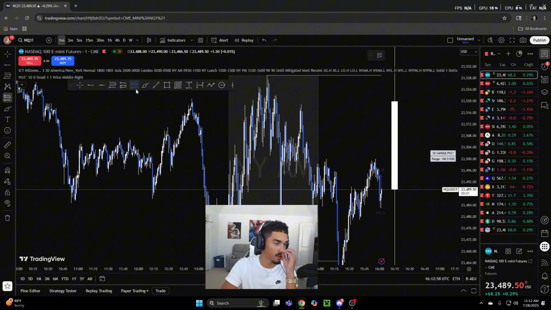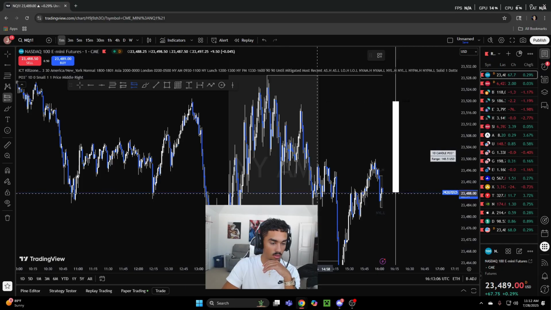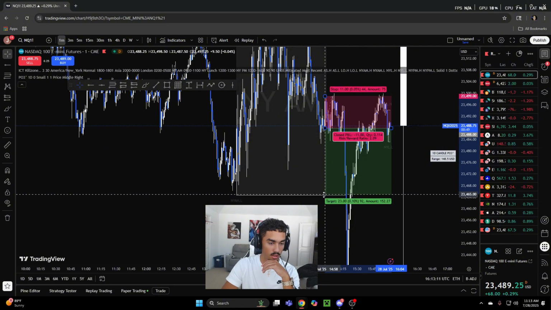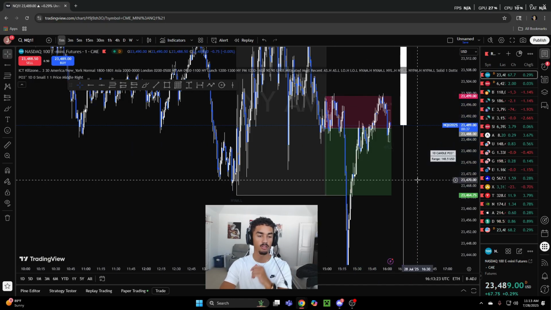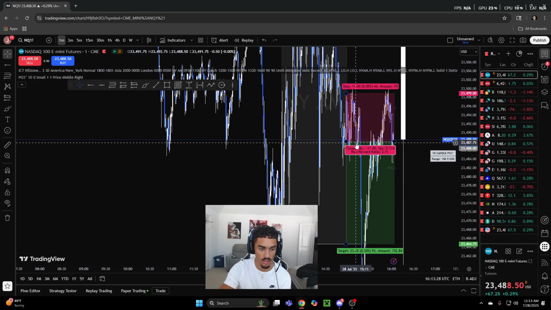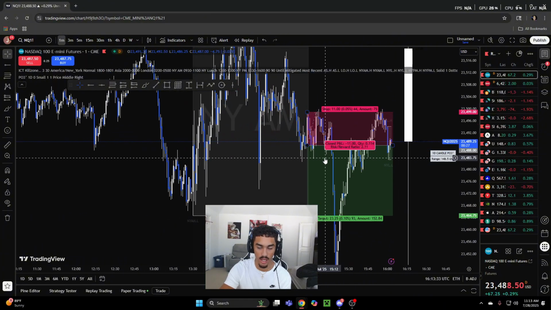So we had a sweep, retrace, then we broke structure. I entered. My entry was right there, and I literally got barely stopped out. I had it like this. Okay, so this was basically my trade. I entered. This was my entry. This is the exact price that you entered the market at. You bought or sold. In this case, I sold.